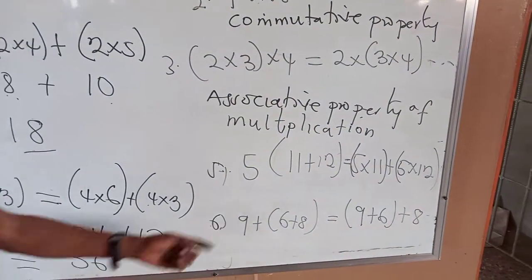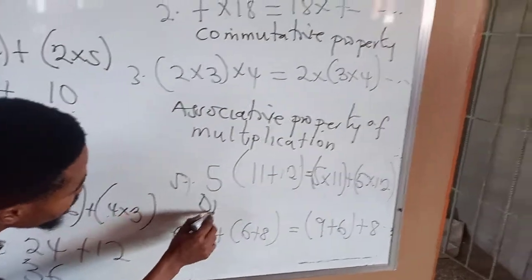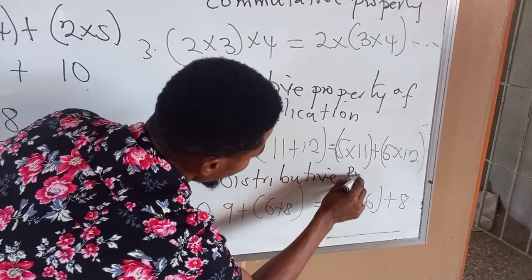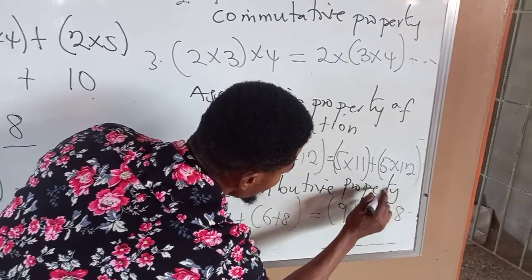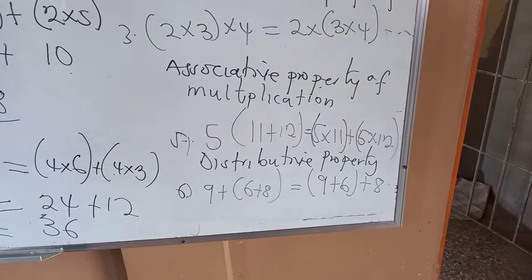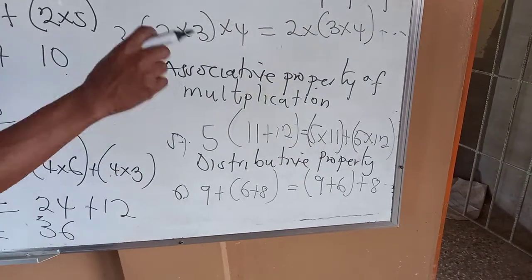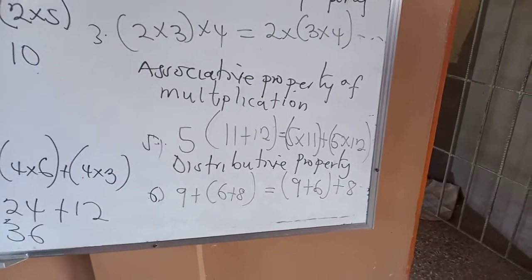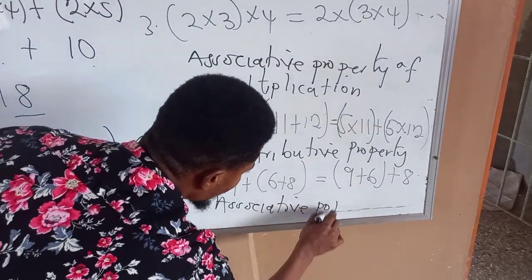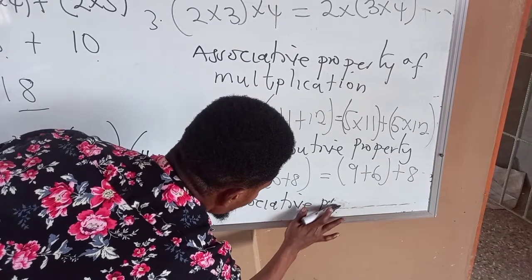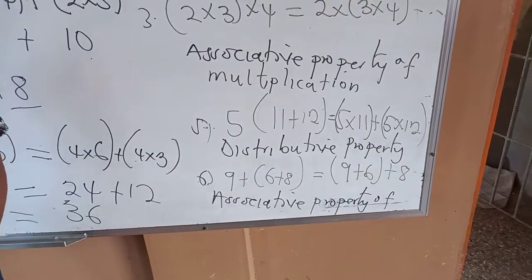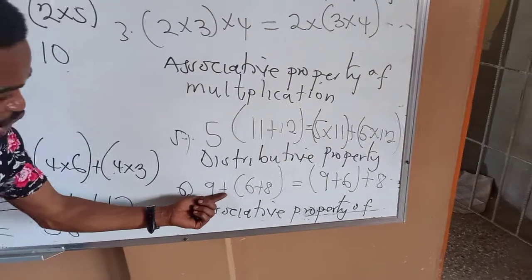Now, number 5 is what? Yes, is what? Distributive. We have distributed this one. So it's distributive property. Distributive property. And last but not the least, which is number 6, is what? Yes, who can tell me this one? This is what? Associative property of addition. Associative property of addition.